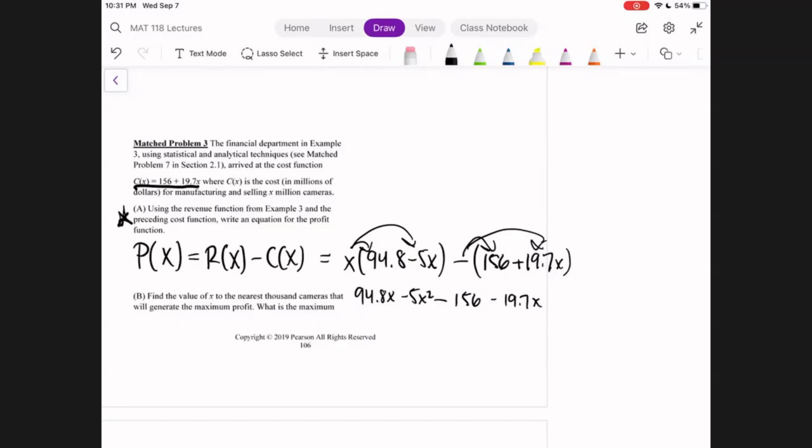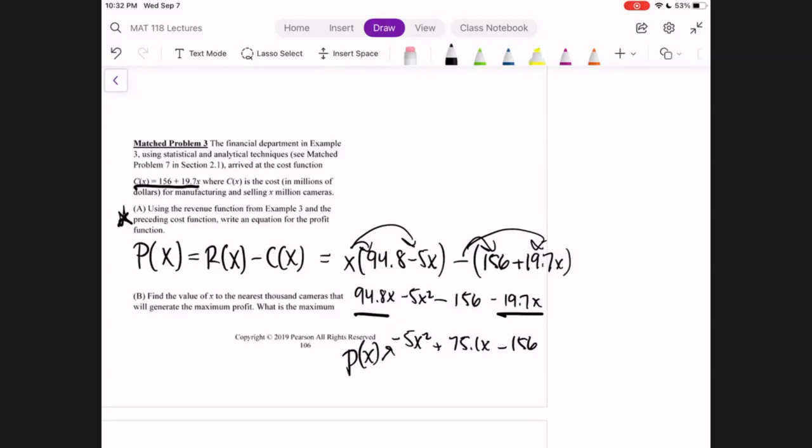So the only like terms you have are these two things here. So let's get our calculator, see what we get there. So I get negative 5x squared, and then I will get plus 75.1x, and then I get minus 156. So this is your profit equation.